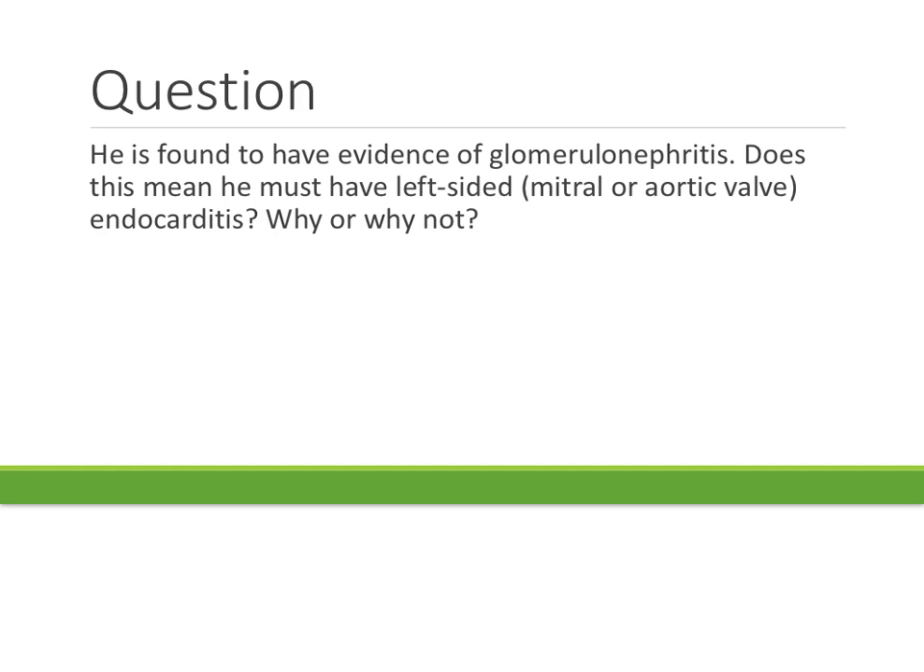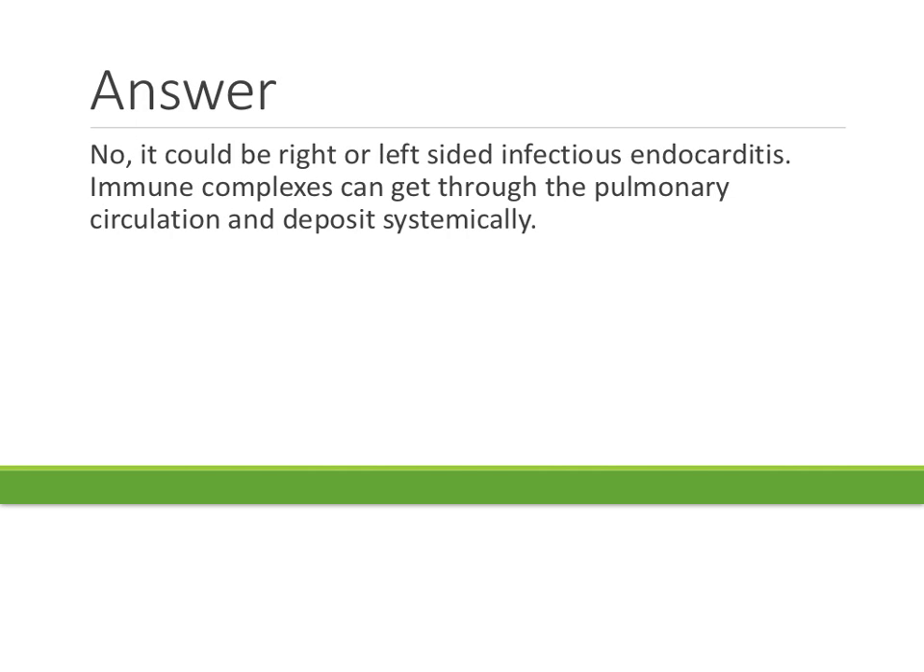Another question. Our patient is now found to have evidence of glomerulonephritis. Does this mean he must have left-sided endocarditis, meaning on the mitral or aortic valves? Why or why not? Again, pause the video for a moment to think of your answer. No, it could be right or left-sided infectious endocarditis. Immune complexes can get through the pulmonary circulation and deposit systemically. So even though it's right-sided endocarditis on his tricuspid valve, you can still see immune complex deposition.